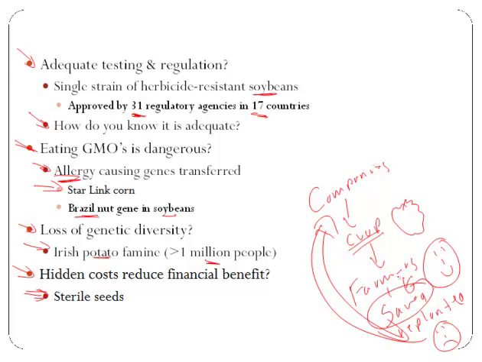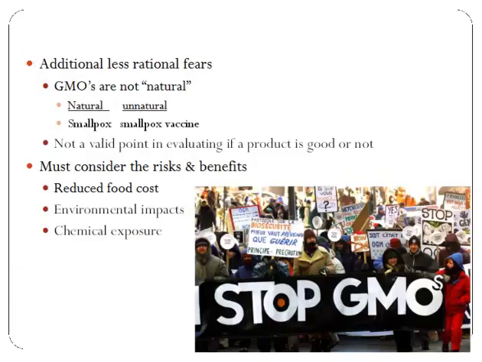Now farmers have to just buy seeds every year if they want those particular traits or guarantees in their field. So drought resistance, BT crops, things like that. Here are some less rational fears. One of them that's very common: GMOs are just not natural. They shouldn't be out there in the environment.